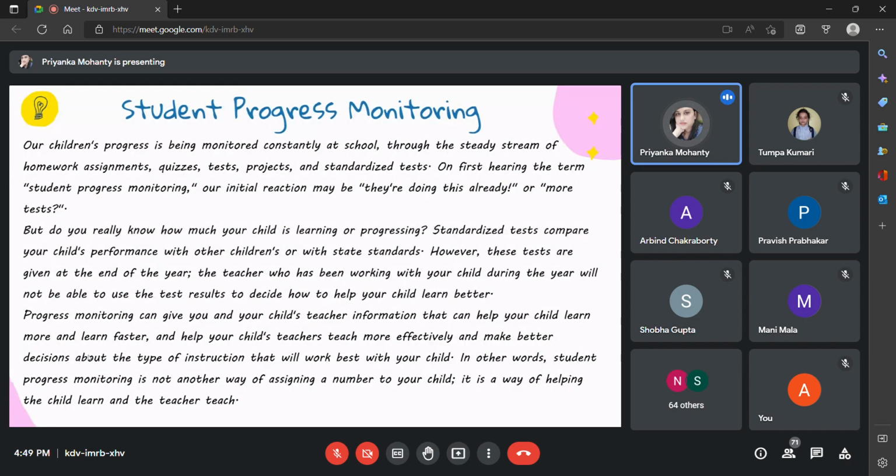Progress monitoring can give you and your child's teacher information that can help your child learn more and learn faster, and help teachers teach more effectively and make better decisions about the type of instruction that will work better with your child. In other words, student progress monitoring is not another way of assigning a number to a child, it is a way of helping your child to learn and the teacher to teach.